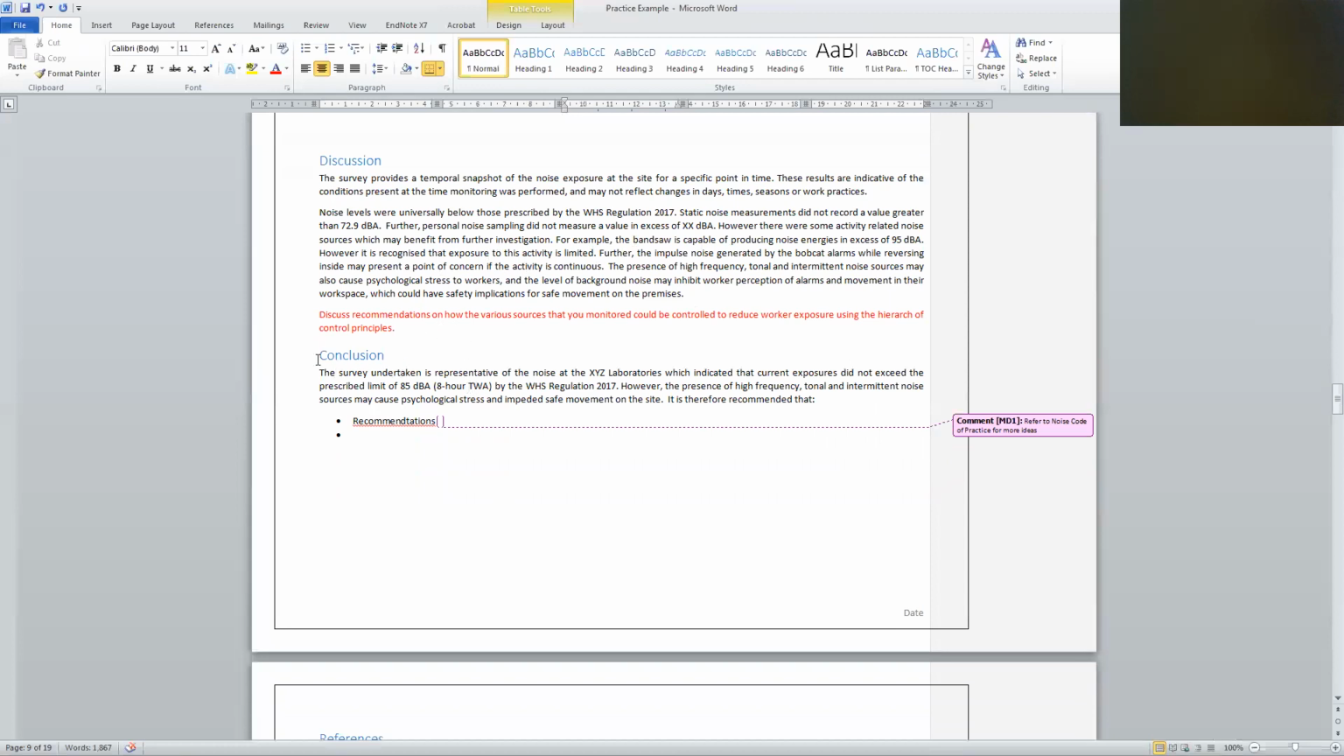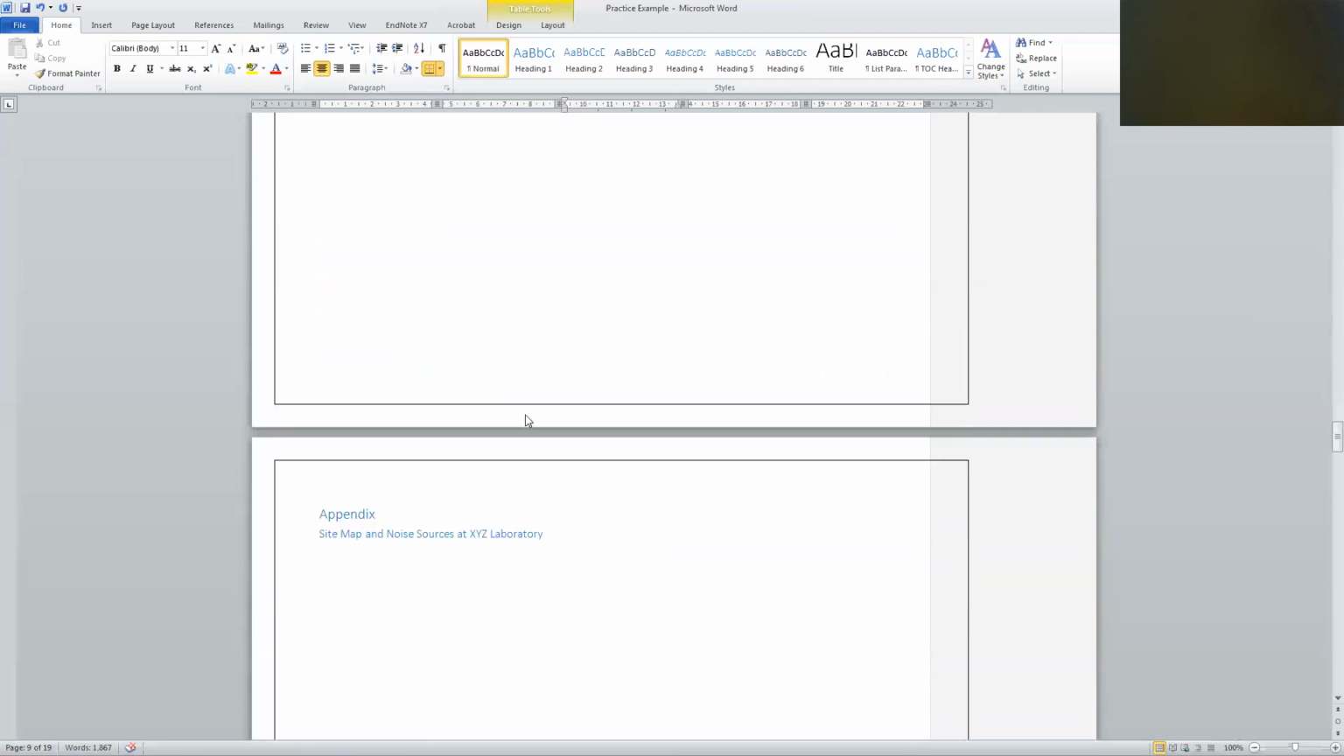And then their conclusion indicated, however, so there's that however. Although it met that requirement, it could still potentially cause psychological distress. Remember, health and safety is not just physical health, but also psychological health. So they've made some recommendations based on that.